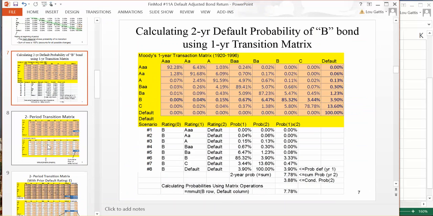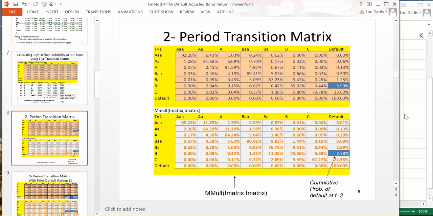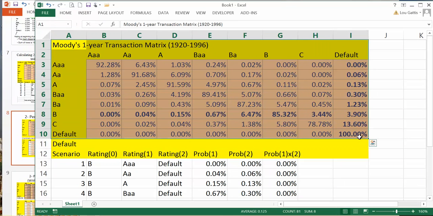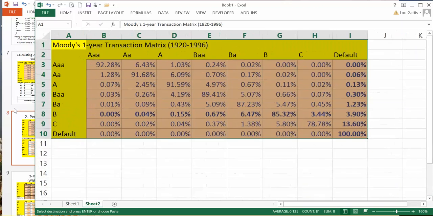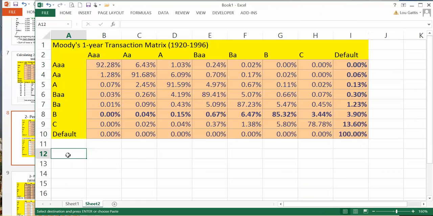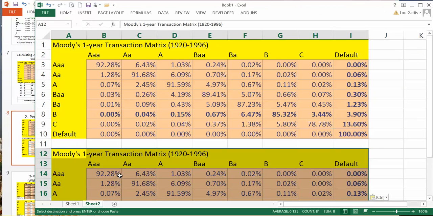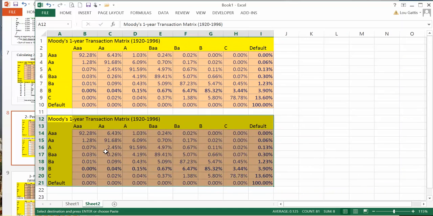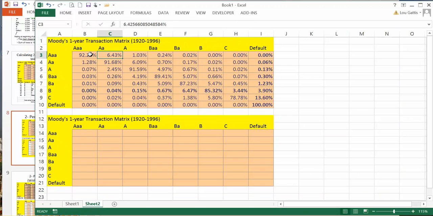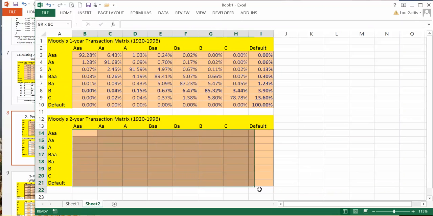Now let's take our matrix again. Let's grab this matrix, and I'll put it in another sheet here. What I want to do is take this matrix and square it. So let me copy it here too, but I want to delete the data on the second one. So here's my 1-year transition matrix. I can also calculate a 2-year transition matrix, and how I do that is I'd come in here and just put in an MMULT.